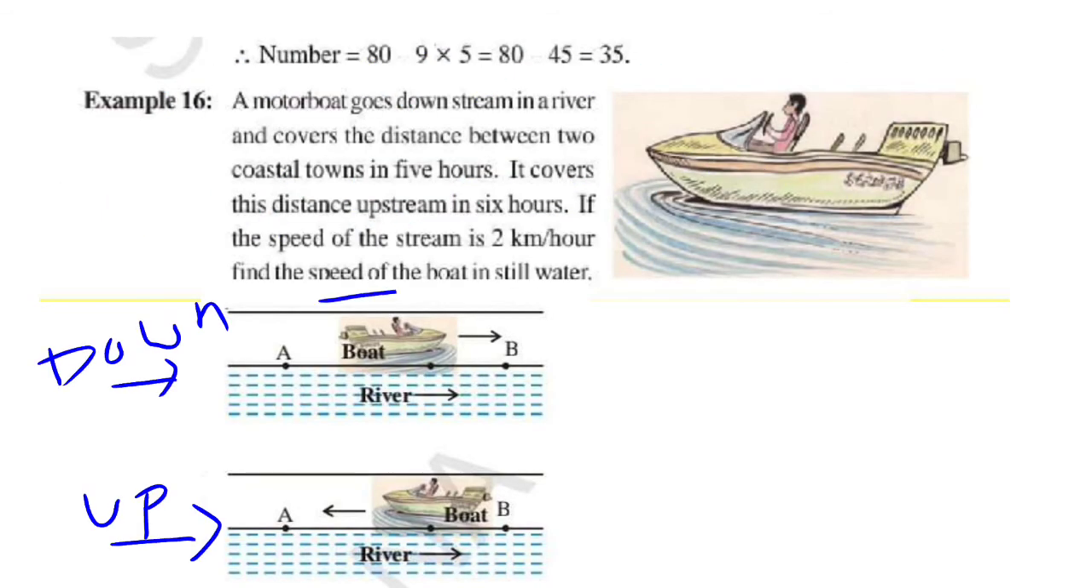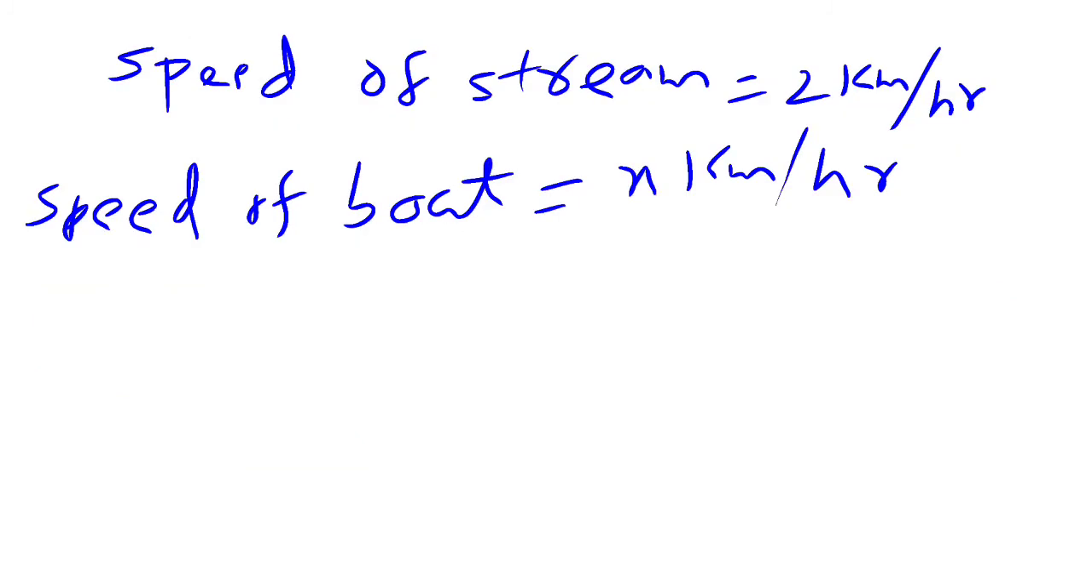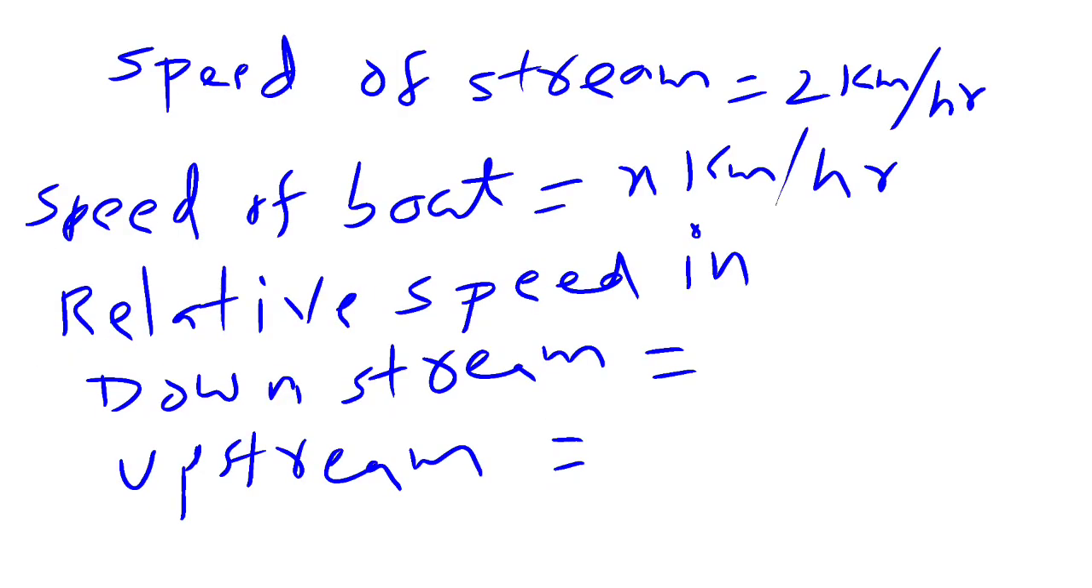Then he is asking what is the speed of the boat in still water. So I am taking the speed of the boat equals x km per hour. Along with these two speeds we need to find two more speeds, which are relative speeds in the downstream and relative speeds in the upstream. Relative speed means a combination of the boat speed and stream speed. Stream means water flow. So in the downstream the relative speed will become the addition of both speeds, that means x plus 2 km per hour.